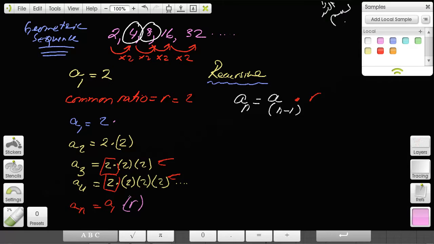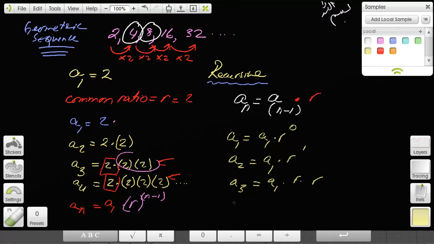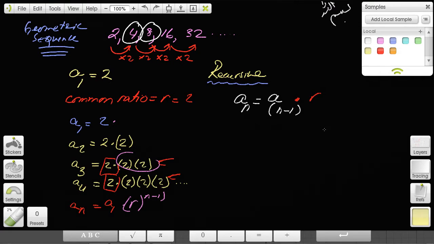The second term has 1, the third term has 2 r's, the fourth term has 3 r's, the fifth term has 4. It's going to be 1 less than the term number: r to the n minus 1. Makes sense? So a sub 1 is a sub 1 times r to the 0. A sub 2 is a sub 1 times r to the 1. A sub 3 is a sub 1 times r times r. A sub 4 is a sub 1 times r times r times r, like that. Correct?